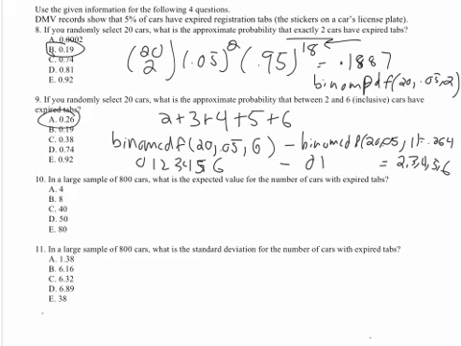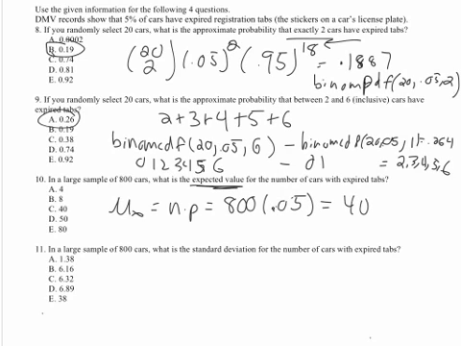Question 10: in a large sample of 800 cars, what is the expected value? That should set off alarms in your head at this point. We want the mean of that variable, and if it's binomial, it's just n times p, which here is 800, so a much larger sample, times 0.05. I have a nice stylus that writes pretty well compared to most, but sometimes I'm sloppy with it. Don't blame your tools. 800 times 0.05 would be 40 cars.